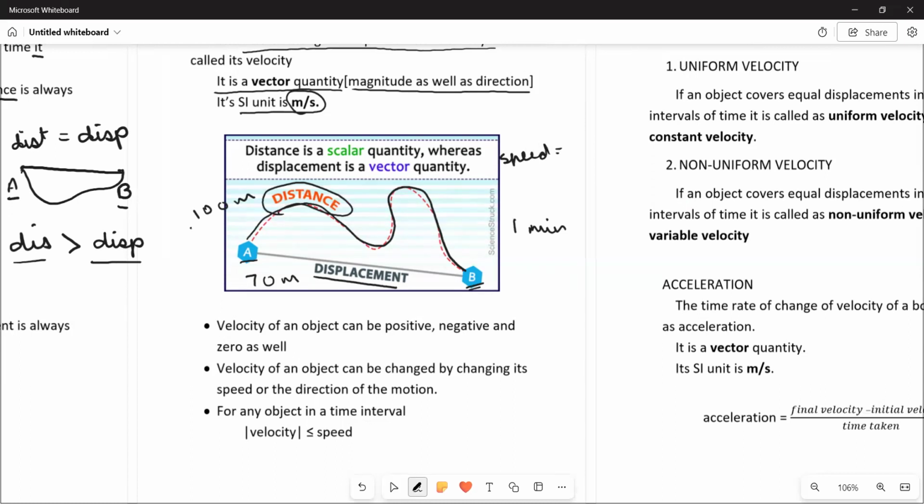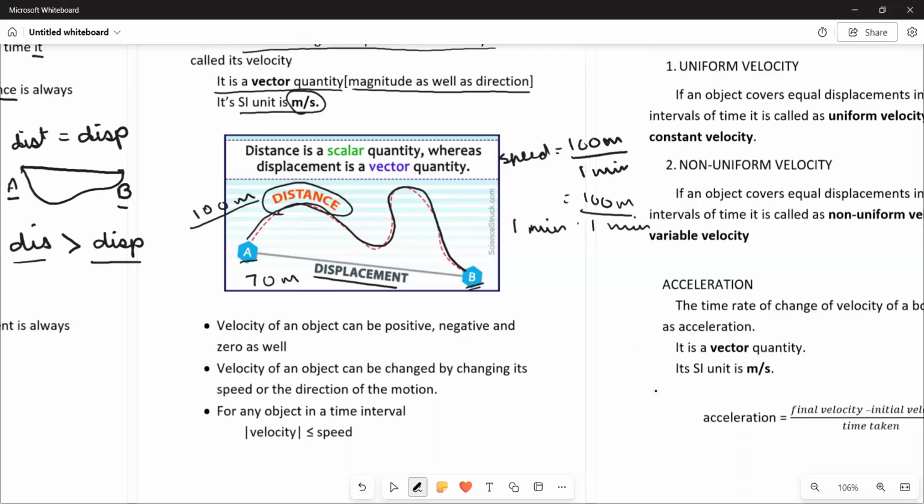So in this case, our speed will be 100 meters, which was the total distance. For speed we use distance, and for velocity we need displacement. So in this case, our speed will be 100 meters because 100 meters was our distance, and our time taken was 1 minute. So our speed will be equal to 100 meters per 1 minute.